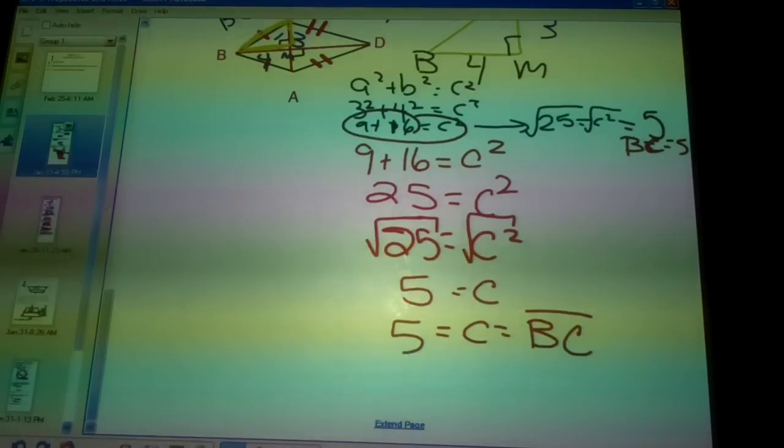All right, next we'll look at quadrilaterals for trapezoids.